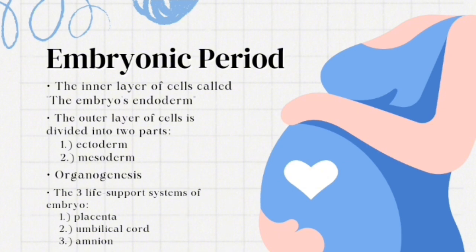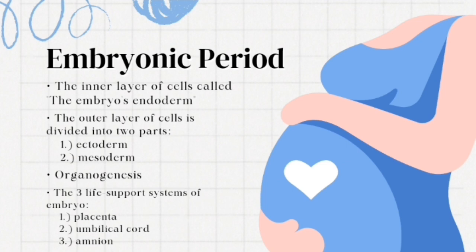The outer layer was divided into two parts, the ectoderm and the mesoderm. Ectoderm is the outermost layer which becomes the nervous system, sensory receptors, the eyes, ears, and nose, and the skin part, the nails and hair, while the mesoderm is the middle layer which becomes the circulatory, skeletal, muscular, excretory, and reproductive system. This process of organ formation during the first 2 months of prenatal development is called organogenesis.